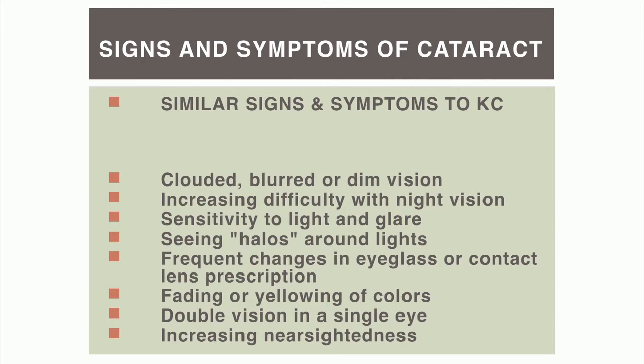So what are the signs and symptoms of a cataract? Well, they're very, very similar to the signs and symptoms of keratoconus. Clouded, blurred vision or dim vision, increased difficulty with night vision, sensitivity to light and glare, seeing halos around lights, frequent changes in eyeglasses or contact lenses, and fading of colors, double vision in one eye, and increasing nearsightedness.